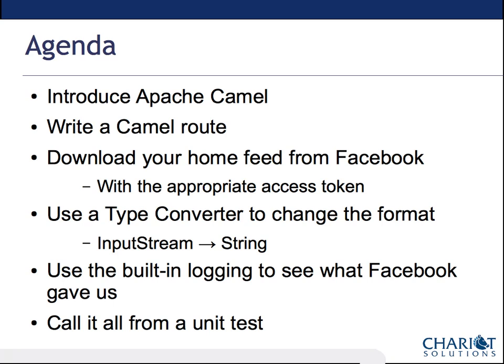Then we're going to switch to some code. We're going to write a Camel route. We're going to have it download your home feed from Facebook using the appropriate security settings. We'll use a Camel type converter to change the message format that's visible in Camel. We'll use the built-in Camel logging to see what result we got from Facebook, and then we'll set up a unit test to run this all.